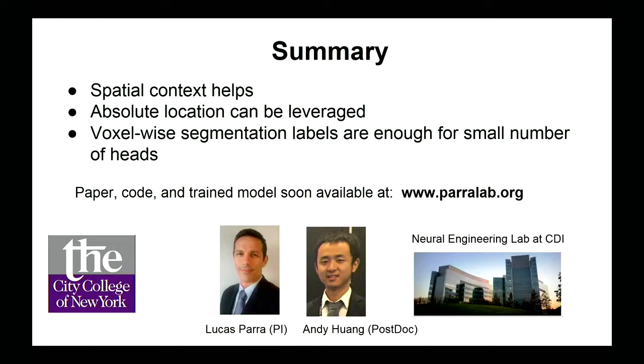So here I hope that I showed that not only spatial context helped, but absolute location and prior information can be leveraged in these models. And also that although we were using a modest number of heads, because we're training actually on millions of labels from millions of available voxels in the image, we could train a deep convolutional neural network from scratch that generalizes well to out-of-sample data sets. And thank you very much.